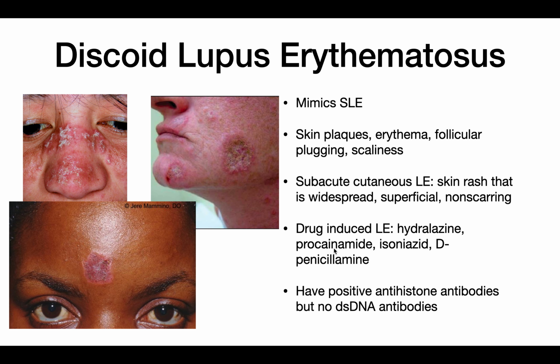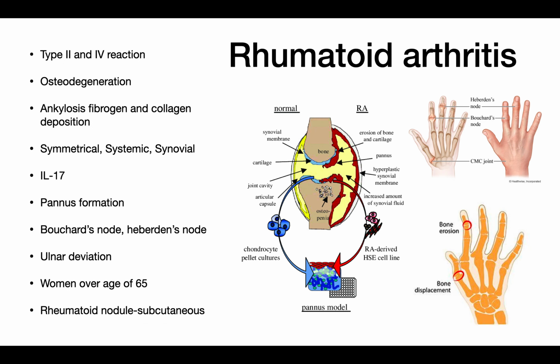So if you use hydralazine, procainamide, isoniazid, and D-penicillamine, these are going to be your heart medication. This is your blood pressure medication. This is going to control arrhythmia. This is an antibiotic. You have to be careful about these. Instead of having DNA or double-stranded DNA antibodies, they're going to have only positive antihistone antibodies.